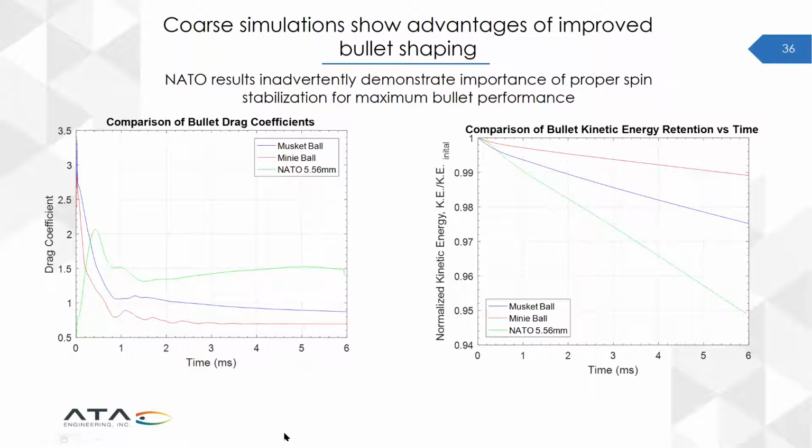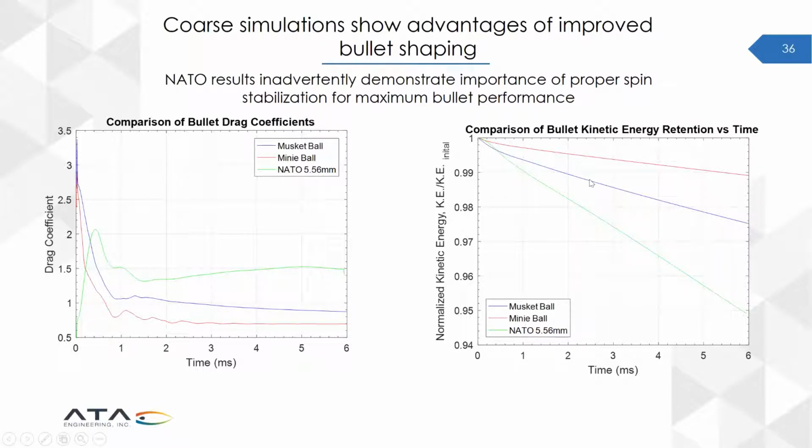And then finally, just to kind of close the loop on comparing the performance of these different ballistics through the centuries, I've got a comparison of the bullet drag coefficients. Blue is the musket ball, red is the minie ball, and green is the NATO. And as we'd expect, the drag coefficient for the minie ball is better than the musket ball. The NATO drag coefficient is actually significantly higher, and I'll talk about that in a moment.